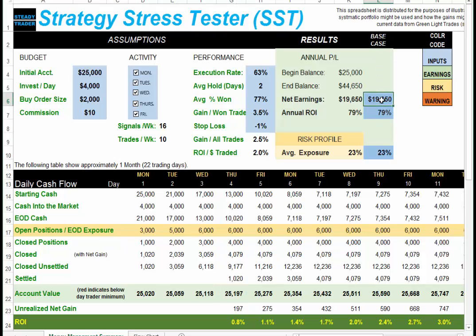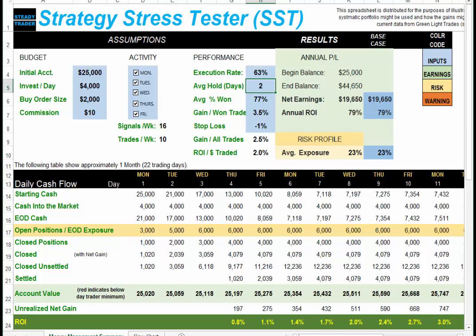Right here again, this column base case is where you plug in your base case. In this case, we've copied what we have for the base case in the model, but you can plug in any base case here that you calculate, and then as you play with the model, you can quickly eyeball whether or not it's better or worse. So let's do this right now. We're going to change our hold period. As I just said, hold period is the number one trap.